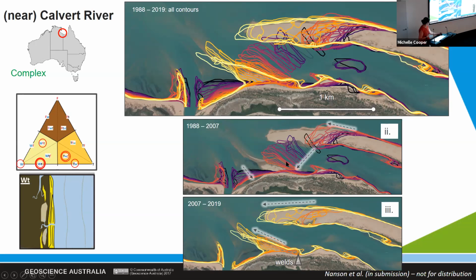And you can see the migration onshore of this mid-tidal bar or this tidal bar, and it's welding here to the shoreline in 2007. And from that point in 2007, it attaches and oscillates a little bit in its position, and the recurved spit starts to grow at a much faster rate.